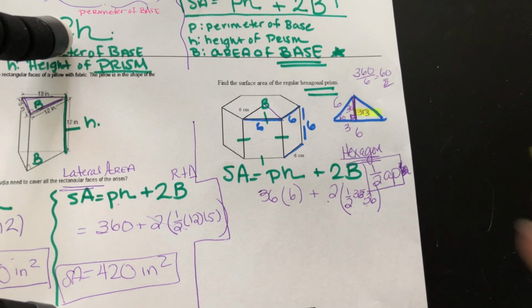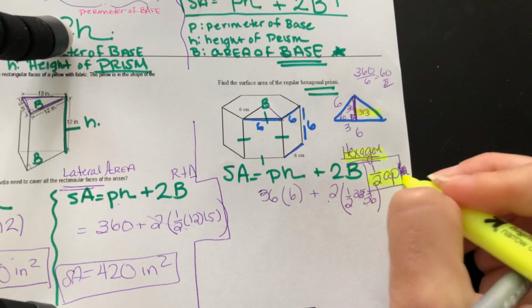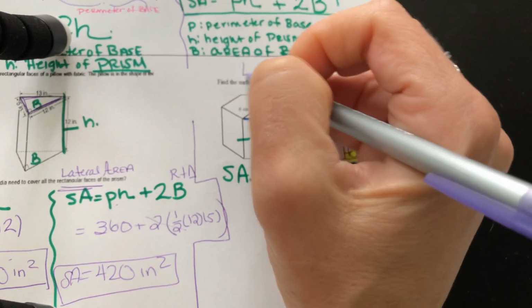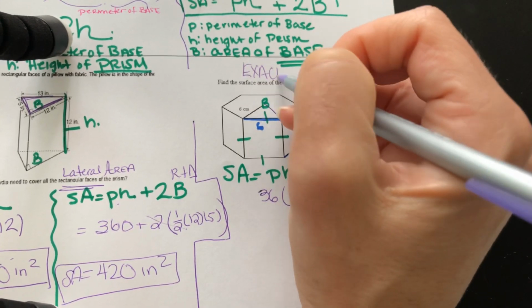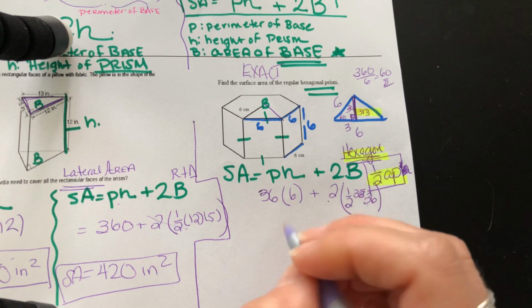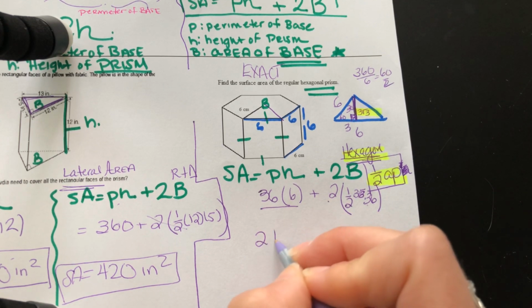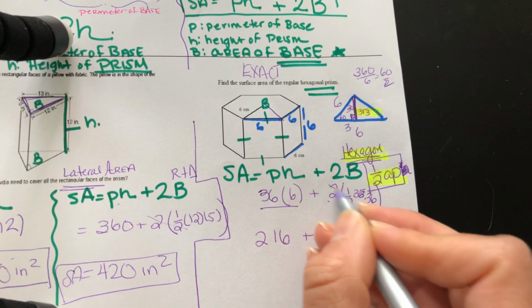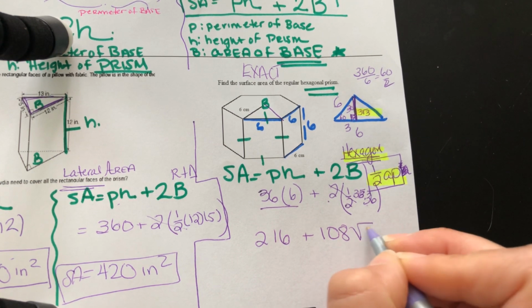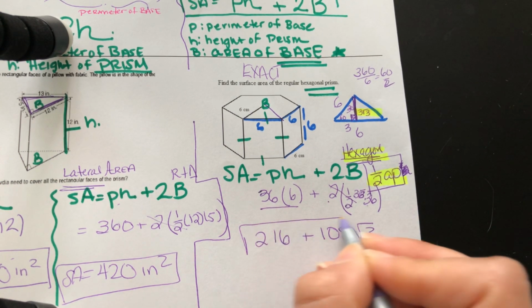Let's say for this one I wanted the exact. If you remember, exact, you do not round. You give me all of the radicals. So this is 216, these can cancel, 3 times 36, 108 rad 3. This is your surface area. Obviously, if I just asked you lateral, that would be your answer.